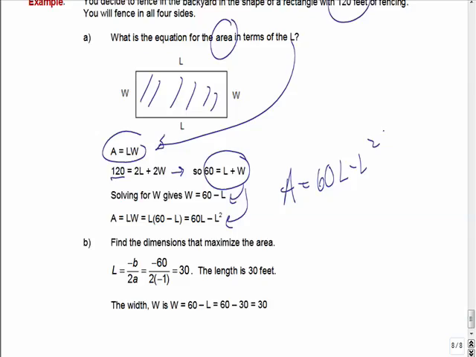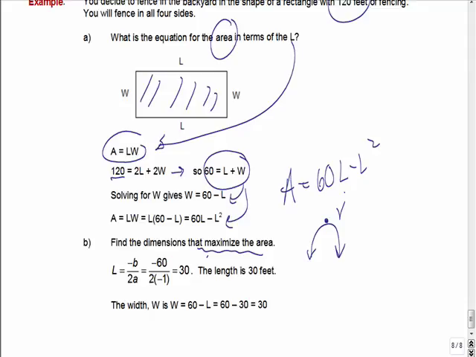Now part B of this, I want to find the dimensions that maximize the area. So again, I want to do the maximum. And again, look at this formula. Look at the quadratic term. It's negative. So if I'm looking for the maximum, I'm looking for the vertex.